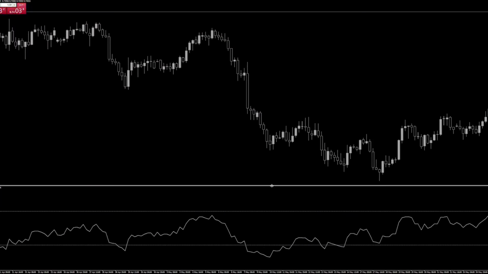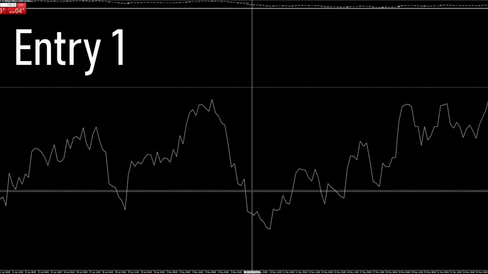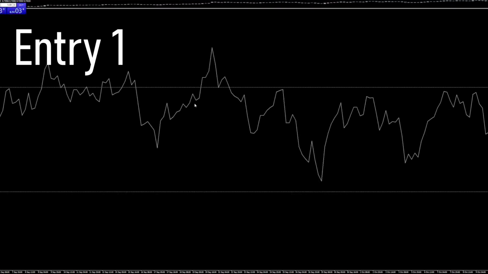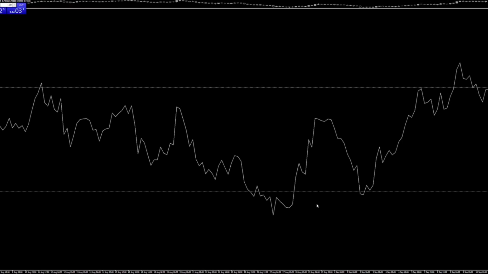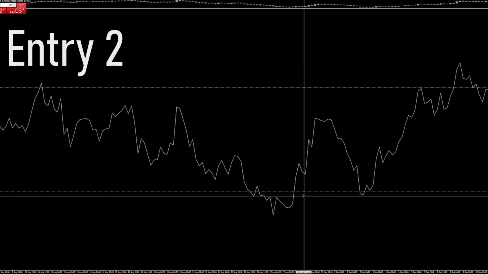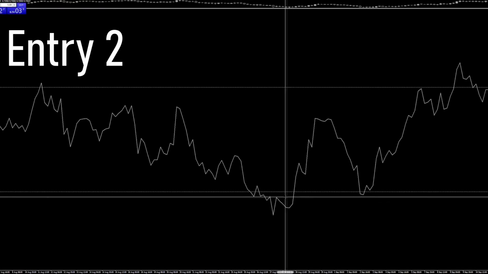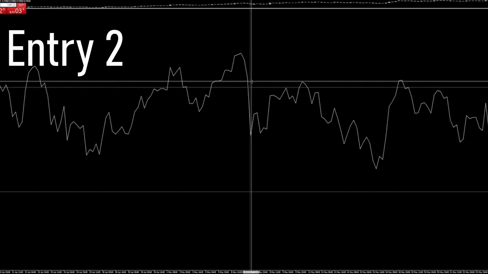Okay, let's look at the two different ways you can enter the market using this indicator. The first way, which I will refer to as entry 1, happens when the line crosses the lower level from above and down. This would be a buy signal. When the signal crosses the upper level from below and up, it's a sell signal. The second way, which I will refer to as entry 2, happens when the line crosses the lower level from below and up. Again, this is a buy signal, and the sell signal occurs when the line crosses the upper level from above and down. I can tell you right now that there can be a significant difference between these two ways of entering.